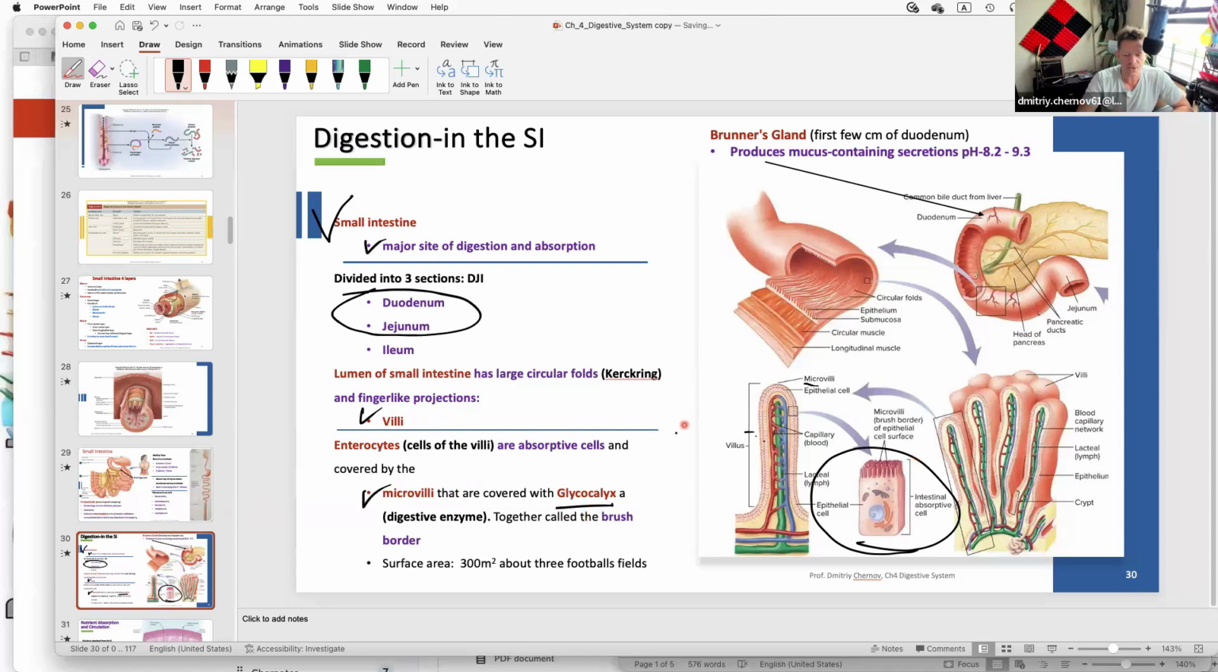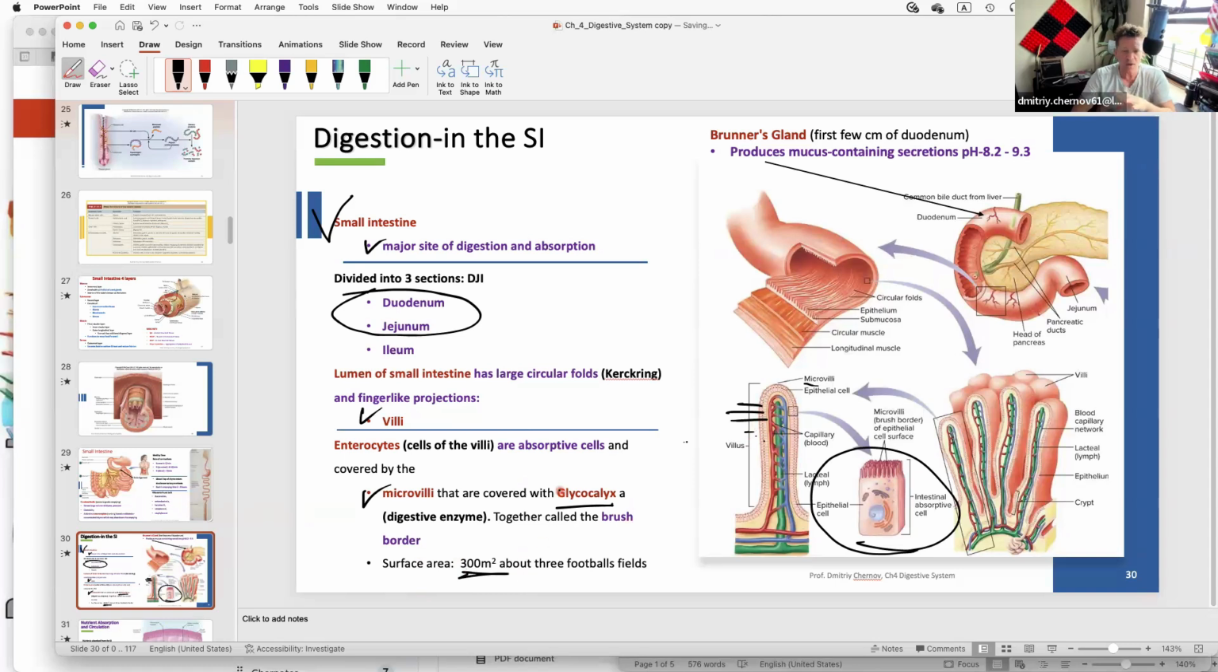Glycocalyx, we will discuss that in the next lecture on carbohydrates. That's basically what I want to mention now. That's the microvilli, and that's this disaccharide. So the glycocalyx, that's where the digestive enzymes will finalize digestion. So now it looks like that. But we will discuss this mechanism later.